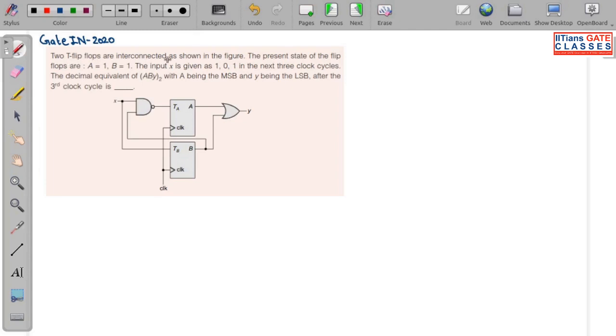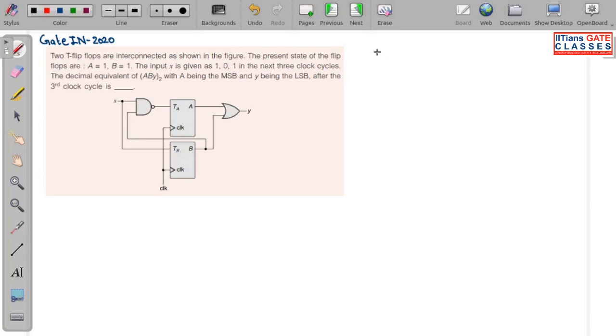So now again this question was asked in IN. So let us see what this question is. Two T flip flops are interconnected as shown in the figure. The present state of the flip flops is A equal to 1, B equal to 1. The input X is given as 1 0 1. In the next 3 clock cycles, find the decimal equivalent of ABY, with A being the MSB and Y being the LSB, after the 3rd clock cycle. Okay, fine. This is a very simple question. You just have to know the basics and that's it.